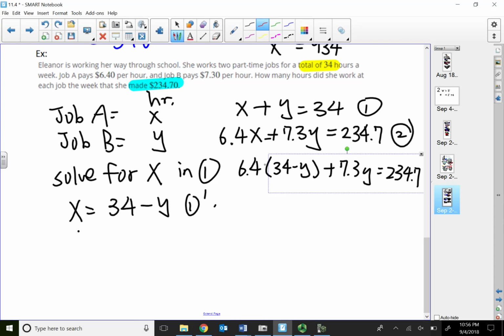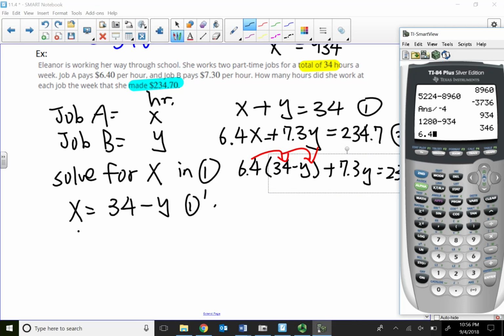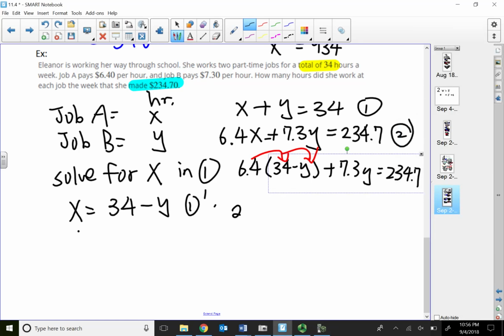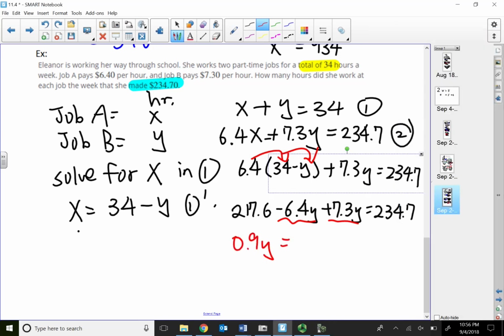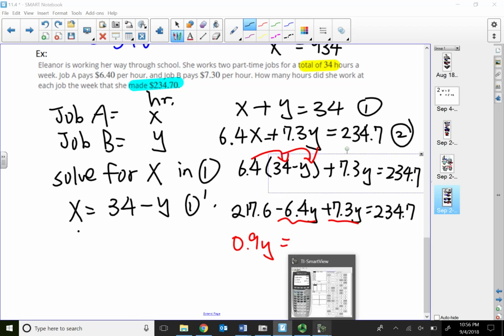All right, let's do a quick distribution here. 6.4 times 34 is 217.6, minus 6.4y plus 7.3y equals 234.7. So we want to combine like terms here. 7.3y minus 6.4y is 0.9y, equals, so that's a positive, so the other side better be positive. Move the 217.6 to the other side, and it becomes negative.